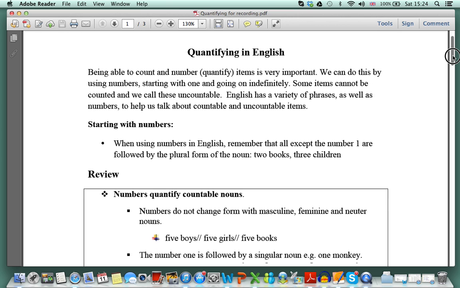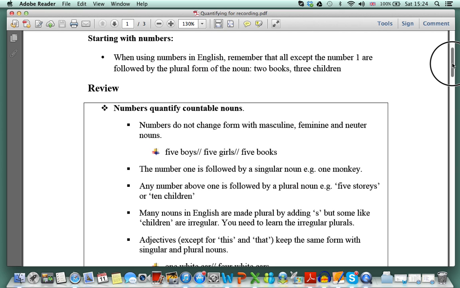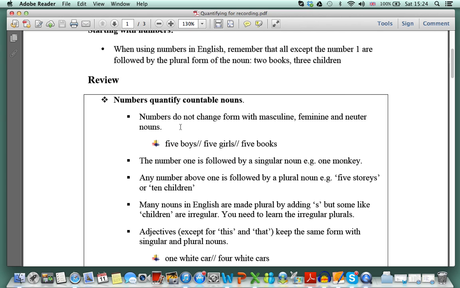When using numbers in English, remember that all except the number 1 are followed by the plural form of the noun. So we say 2 books, 3 children, and so on. You can go to the activities on the page, but first of all, let us review some important information about quantifying. So we see that numbers do not change with the masculine, feminine, and neuter nouns. We have 5 boys, 5 girls, 5 books. The number stays the same.